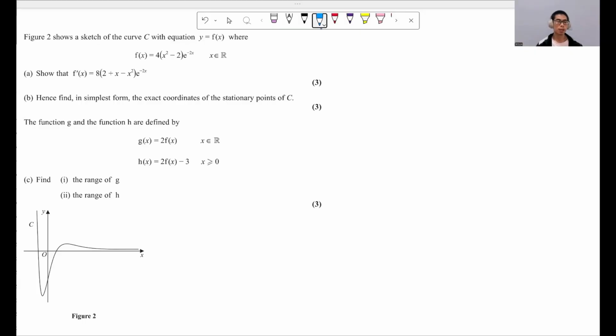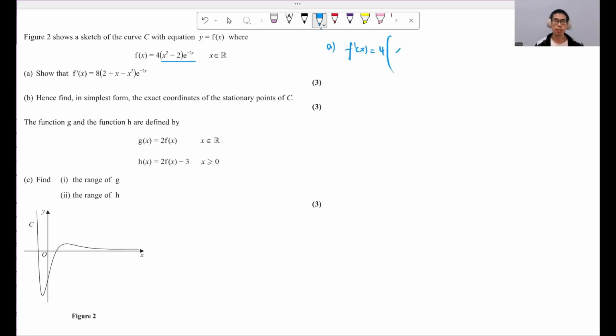Question 9. Figure 2 shows a sketch of the curve C with equation y equals f(x), where f(x) equals 4(x squared minus 2)e to the power negative 2x. They want us to show that the derivative is in that form. It's just differentiation. Let's do this one. To differentiate this, 4 is the coefficient, so I just keep 4 as 4. And now I will differentiate the rest using the product rule.